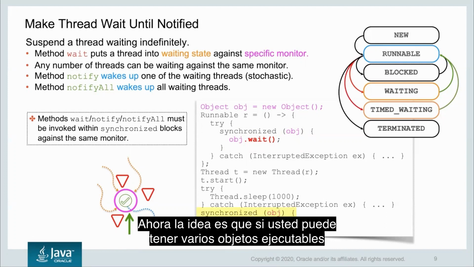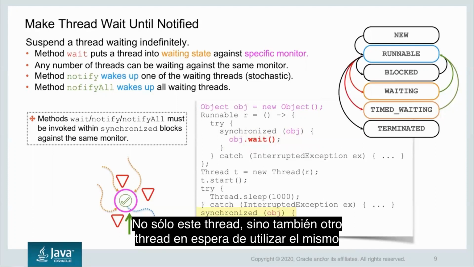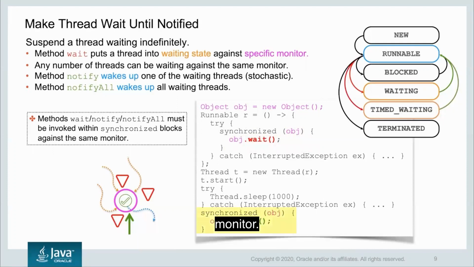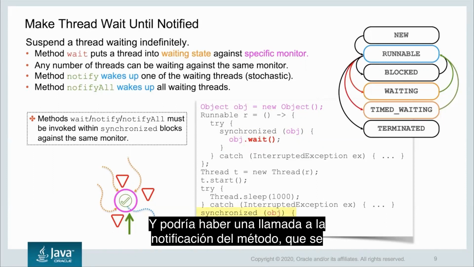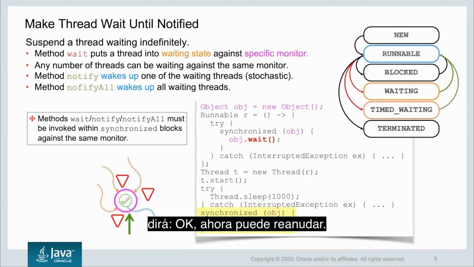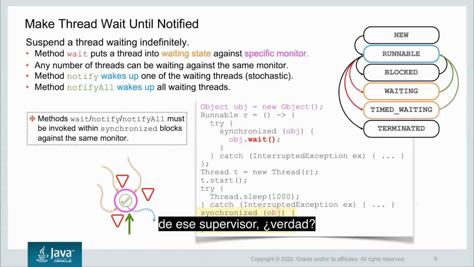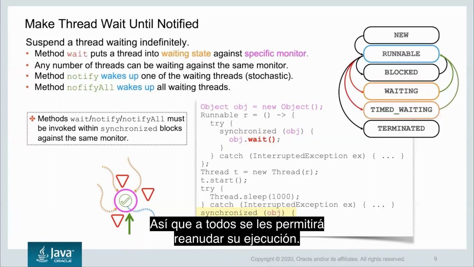Now, you may have multiple different runnable objects that are waiting against the same monitor, not just this thread, but another thread also waiting against the same monitor. So they're all blocked against the same monitor. And there could be a call to the method notify, which will stochastically notify just one of these threads and tell it, okay, you can now resume. But if you call the method notifyAll, then you will be waking up all of the threads waiting against that monitor, right? So they will all be allowed to resume their execution.